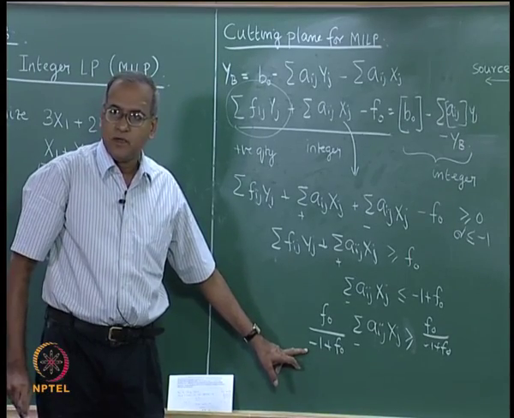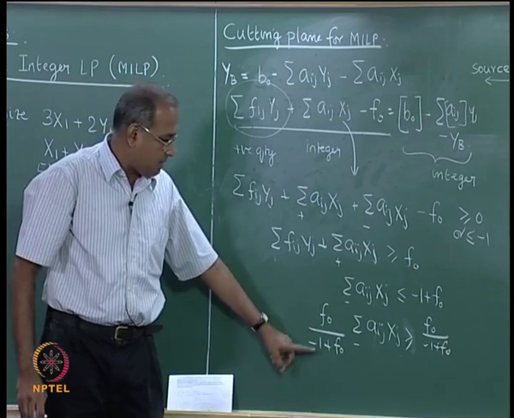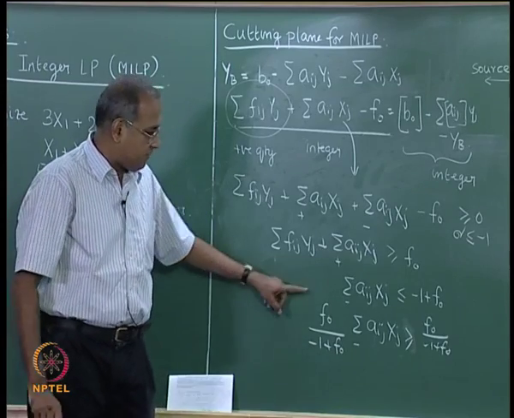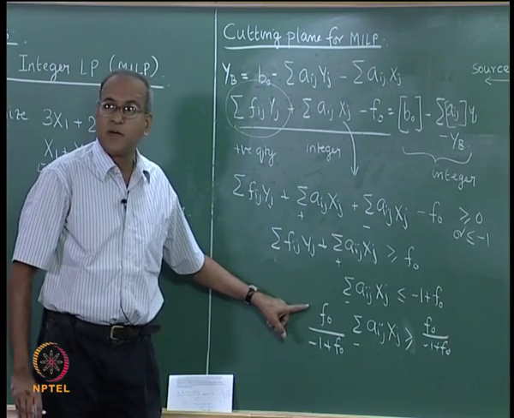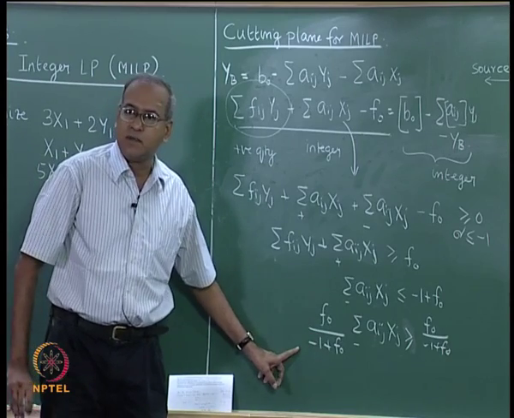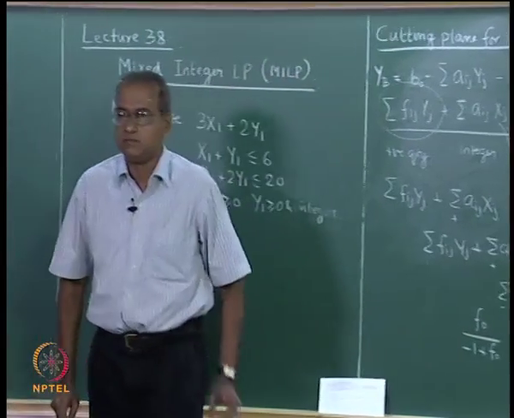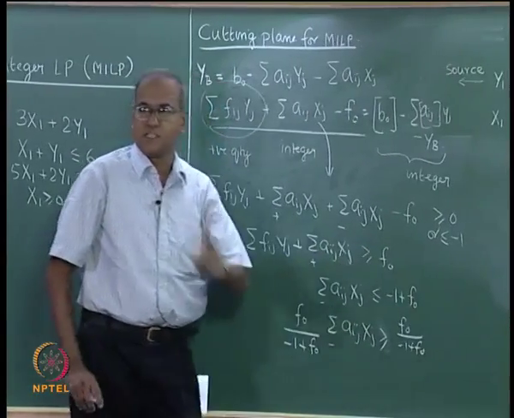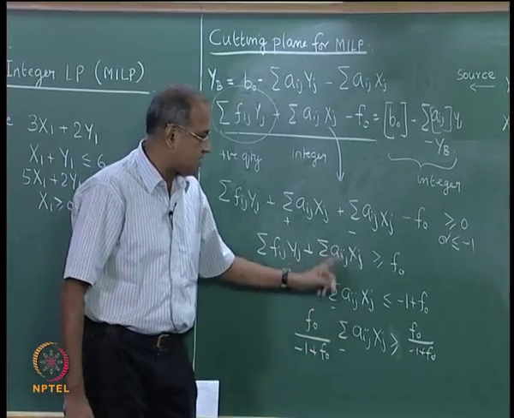Now f naught is a positive fraction less than 1. So, f naught by minus 1 plus f naught is not 0, it cannot be 0, but it is a negative quantity, because f naught is a positive fraction less than 1. So, minus 1 plus f naught becomes a negative fraction. So, f naught by minus 1 plus f naught is a negative term. So, since I am multiplying it with a negative term on both sides which is non-zero, the sign of the inequality will change. So, this is how the second one will be.